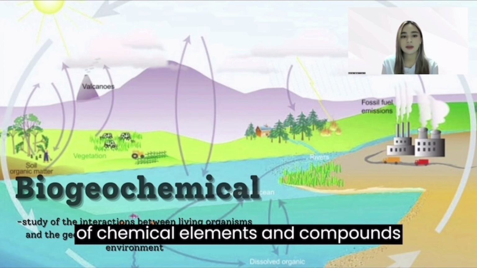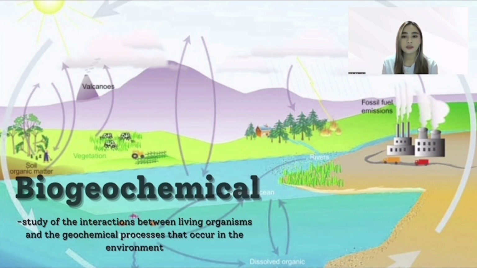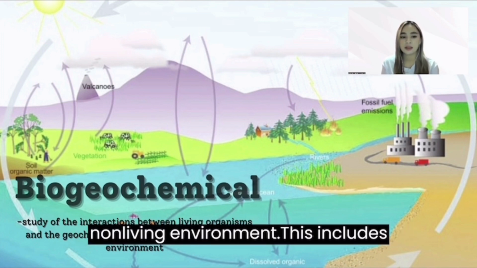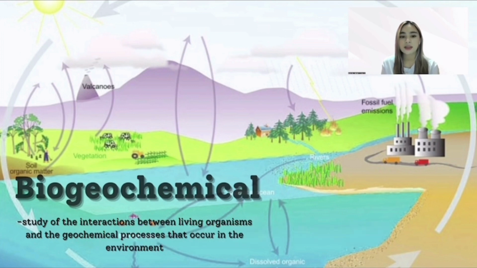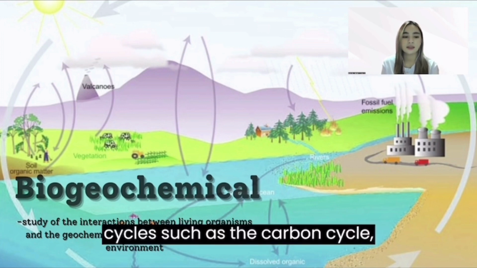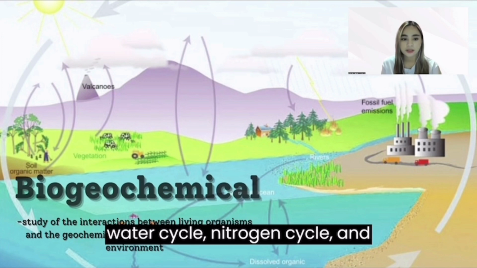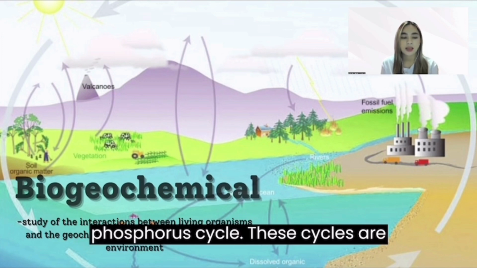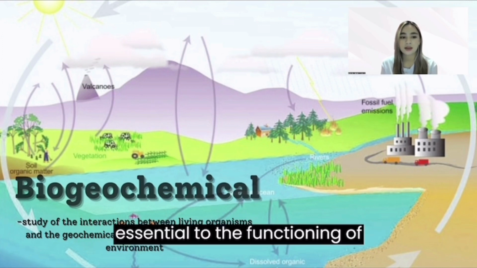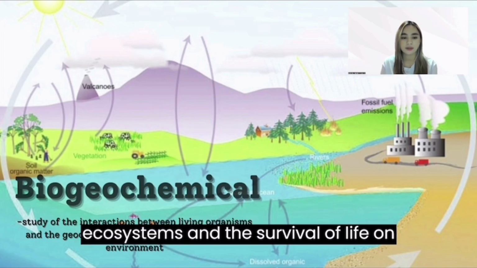Biogeochemical cycles are the movement of chemical elements and compounds through living organisms and the non-living environment. These include cycles such as the carbon cycle, water cycle, nitrogen cycle, and phosphorus cycle. These cycles are essential to the functioning of ecosystems and the survival of life on Earth.